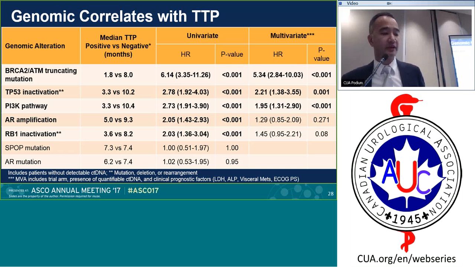So patients, for example, with these BRCA2 ATM mutations, so issues with their DNA repair, had a very poor outcome. The median time to progression was 1.8 months versus 8 months for those without these alterations. Univariate analysis, hazard ratio 6.14, multivariate analysis 5.34. Why is this important? Because these patients may do better with chemotherapy.